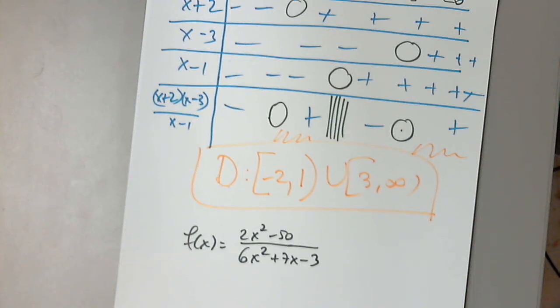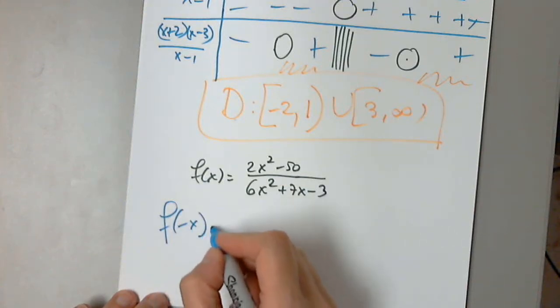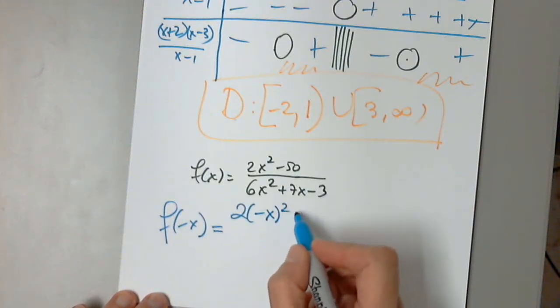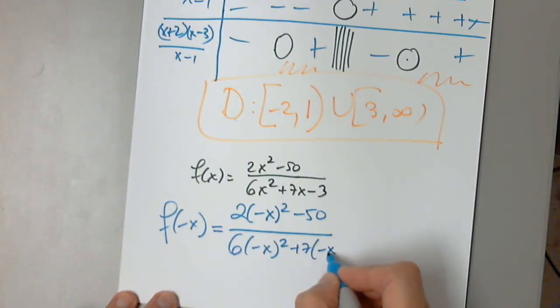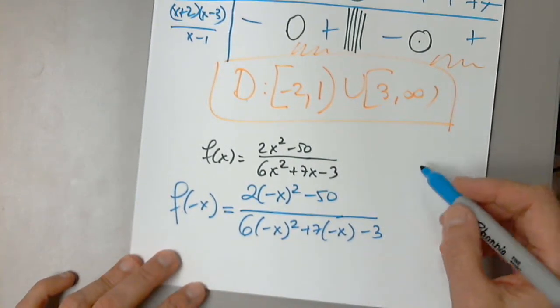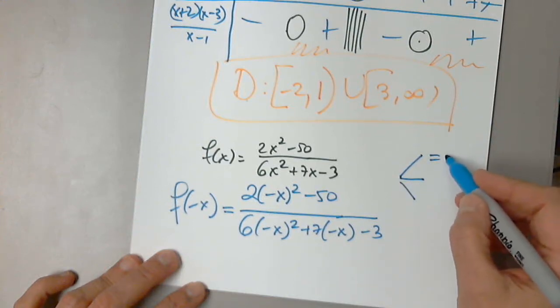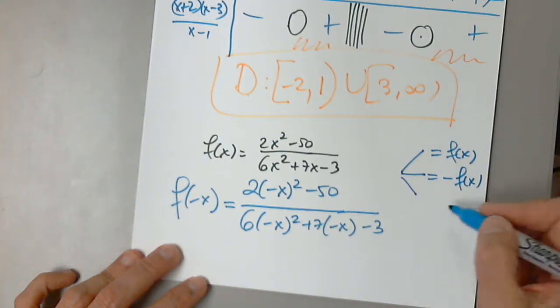When we graph this function, I say it cannot be symmetric because you have a vertical asymptote at -3/2 and a horizontal and a vertical asymptote at 1/3. But to be exact, you will be asked to show the algebraic proof, right? We know it's not symmetric. But I have to determine f of negative x, which will be 2 times negative x squared minus 50 over 6 times negative x squared plus 7 times negative x minus 3. And I have to show, after I simplify it, whether this equals f of x, or equals the opposite of f of x, or none of the above.